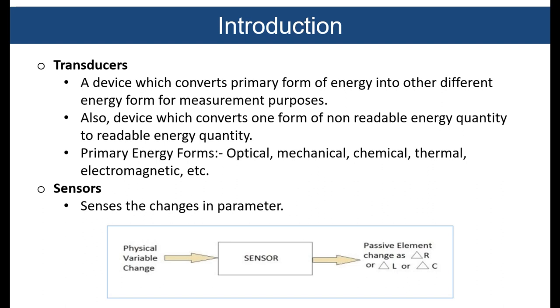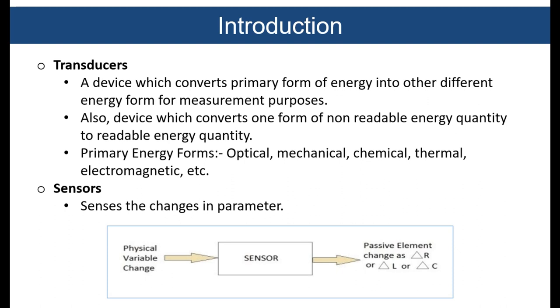So, first we will have the introduction of the basic elements of these things, which are the transducers and sensors. And in that, first we are gonna see about the transducers. We have already studied the definitions of transducers as well as sensors in the previous chapters, but still I will revise it. A transducer is a device which converts a primary form of energy into another form of energy for measurement purposes.